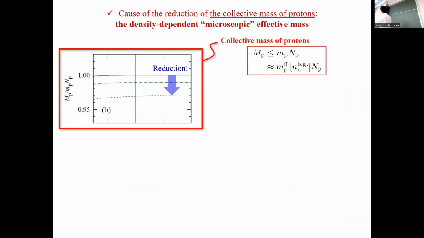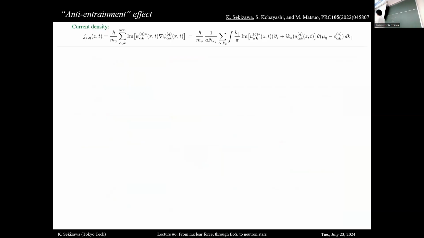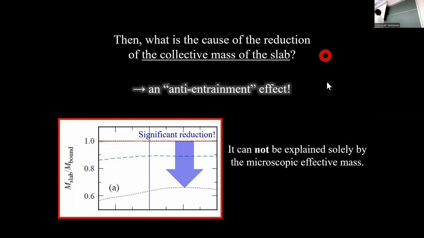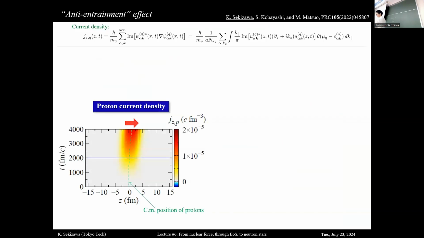Okay, so I'll say a few words about the origin. Most importantly, it is what we call the anti-entrainment effect. So what is this? Here I plot the proton's current density. This red color means it is positive, as a function of z coordinate and time.